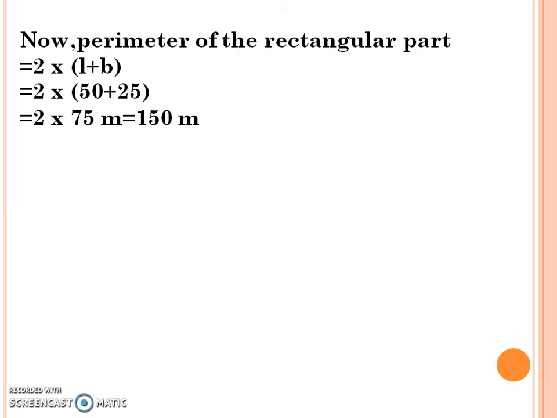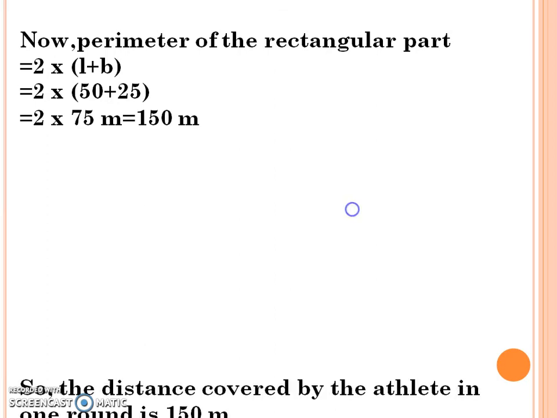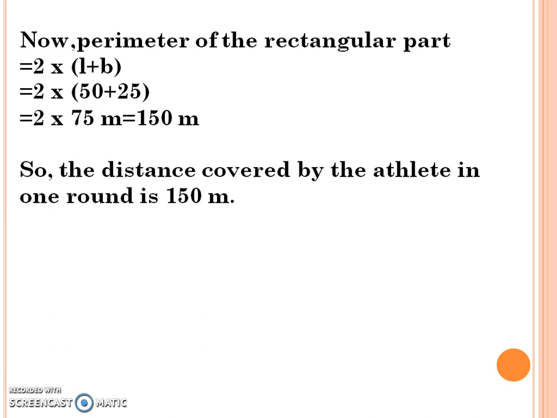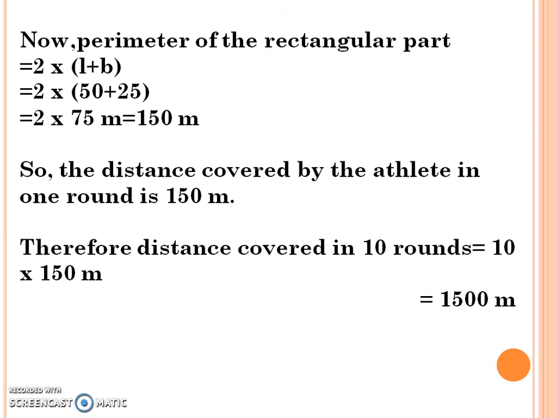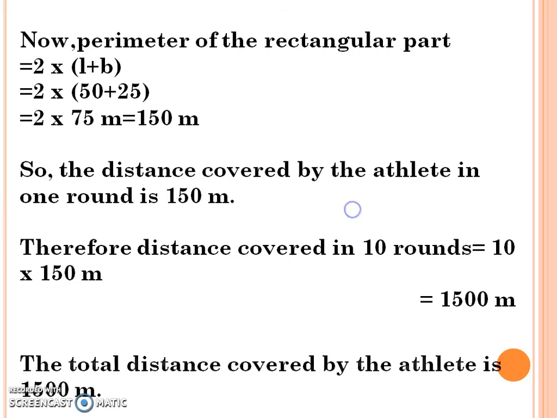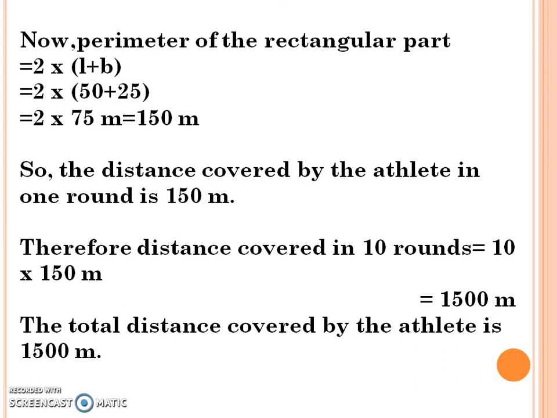So 2 into 50 plus 25. So you get 2 into 75 meter. Okay, and the final answer that you are going to get is 150 meter. Okay, so the distance covered by the athlete in one round is 150 meter. Therefore, distance covered in 10 rounds will be how much? Yes, you are going to multiply into 10. So 10 into 150 meter. So you get 1500 meter. So total distance covered by the athlete is 1500 meter.